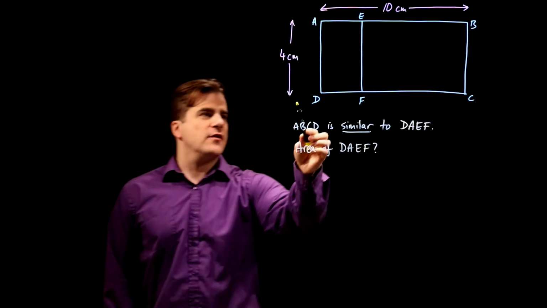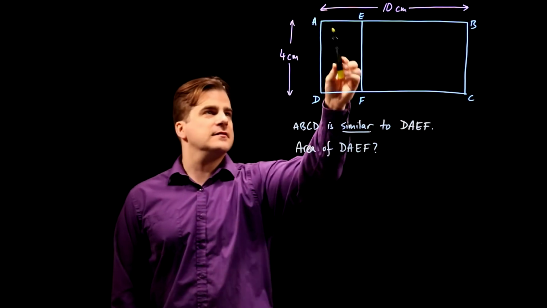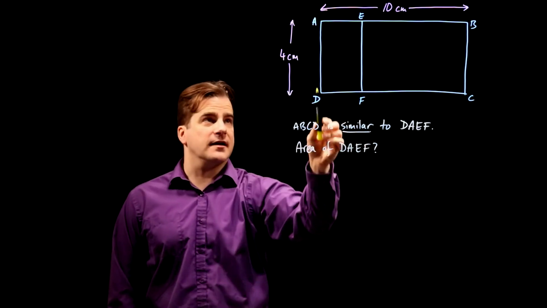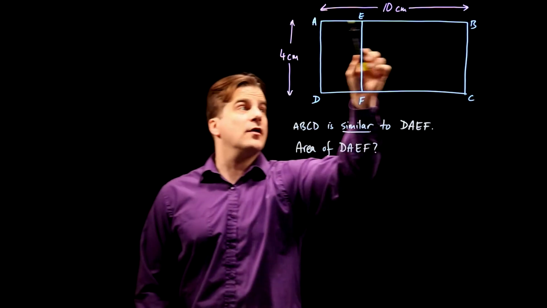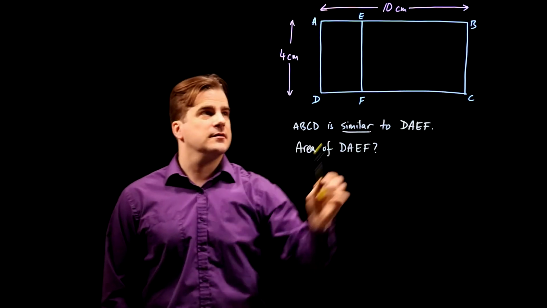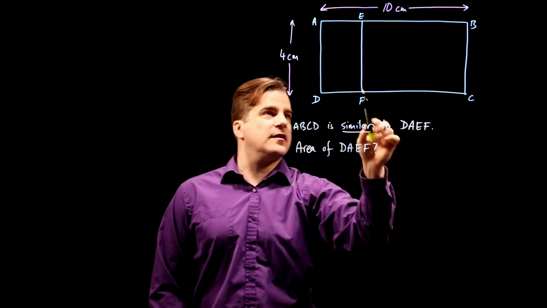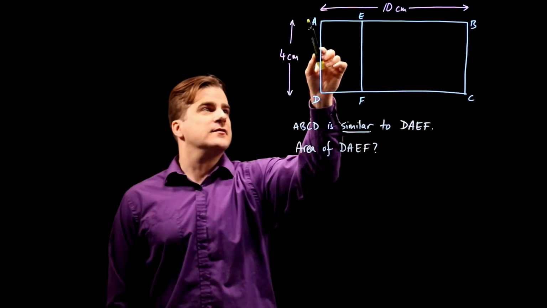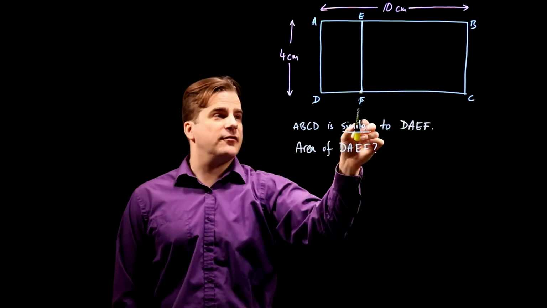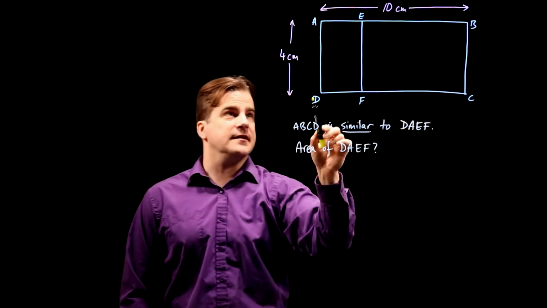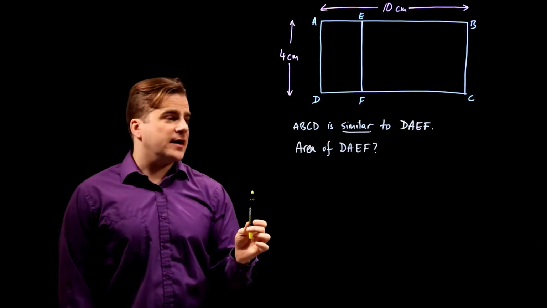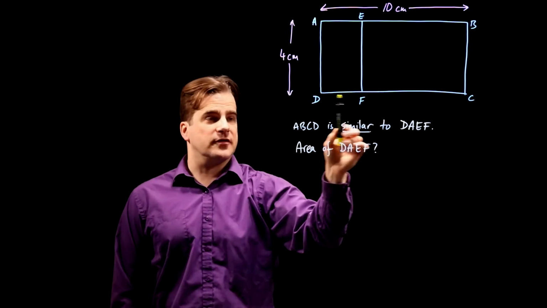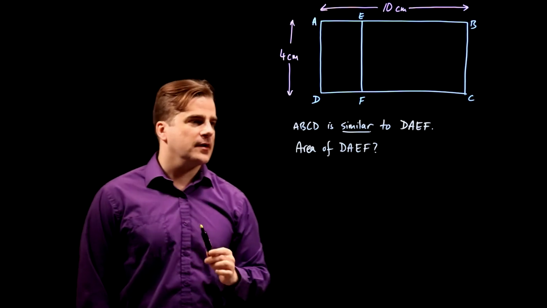Okay, we have a rectangle here and a rectangle within that rectangle, and we're told that this smaller rectangle here is similar to the whole thing. So not this other sub rectangle, but the whole thing. So DAEF is similar to ABCD. And we have to work out the area of DAEF, this small sub-rectangle.